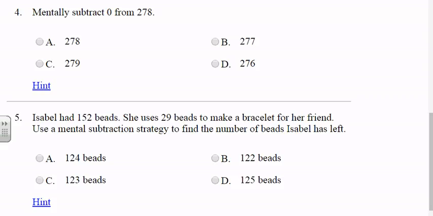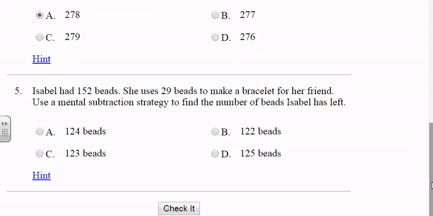And then number 4, mentally. So if I subtract 0 from 278, what do I get? 278. It's the same answer. And then the word problem. Isabel had 152 beads. She uses 29 beads to make a bracelet for her friend. Use a mental math subtraction strategy to find the number of beads she has left.